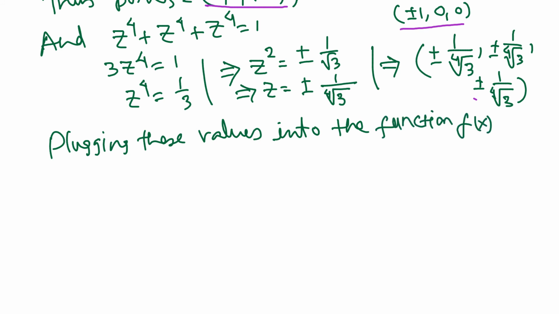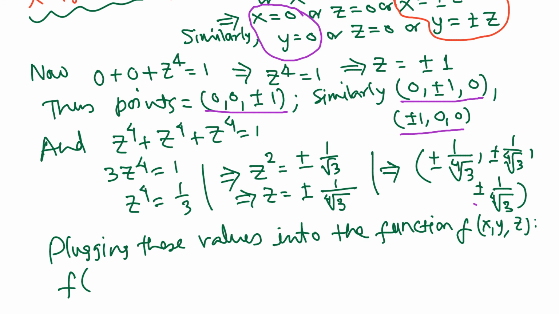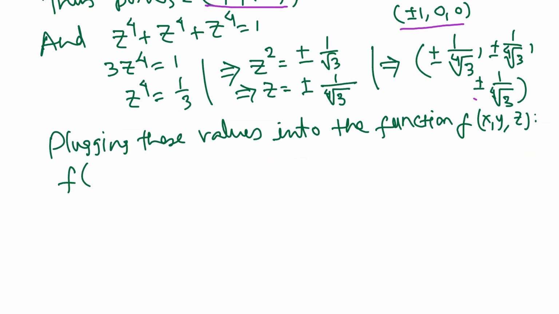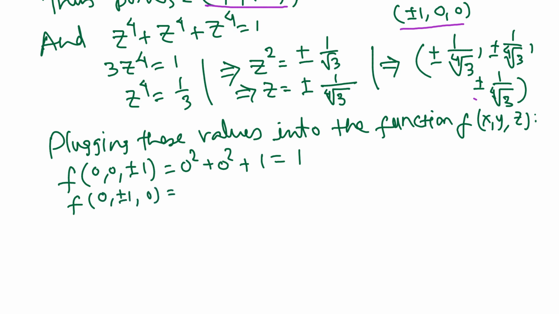Plugging these values into the objective function, which is f of x, y, z. In fact, f is a function of x, y and g. So the points are plus or minus 1 in one coordinate and 0 in the others, so we are going to get all values like this. For 0, 0, plus or minus 1, the function is x squared plus y squared plus g squared, and plus or minus 1 squared is just 1. For 0, plus or minus 1, 0, it will be 1.